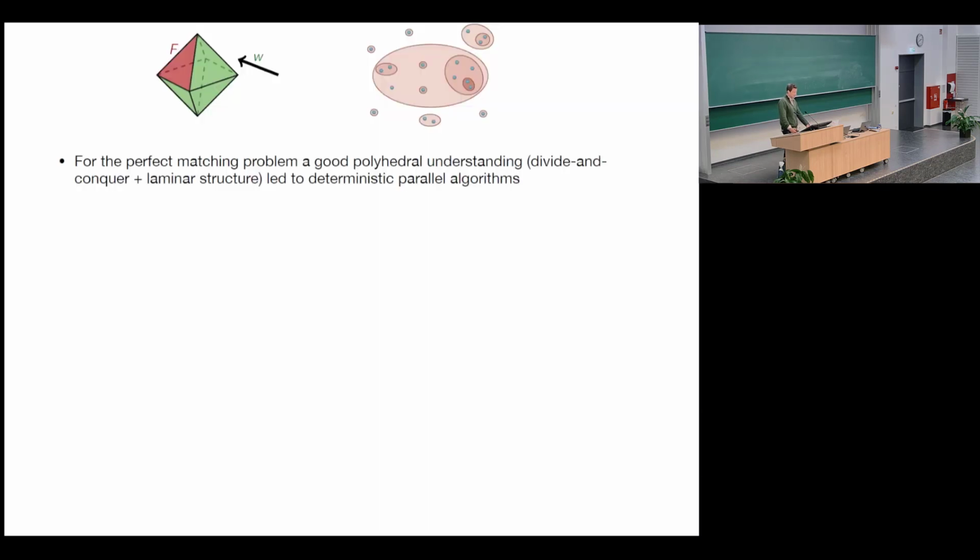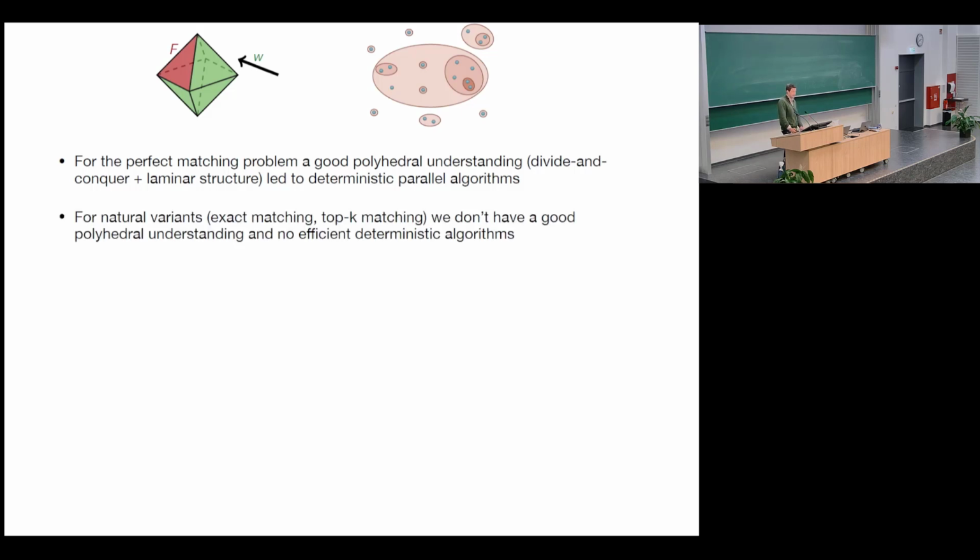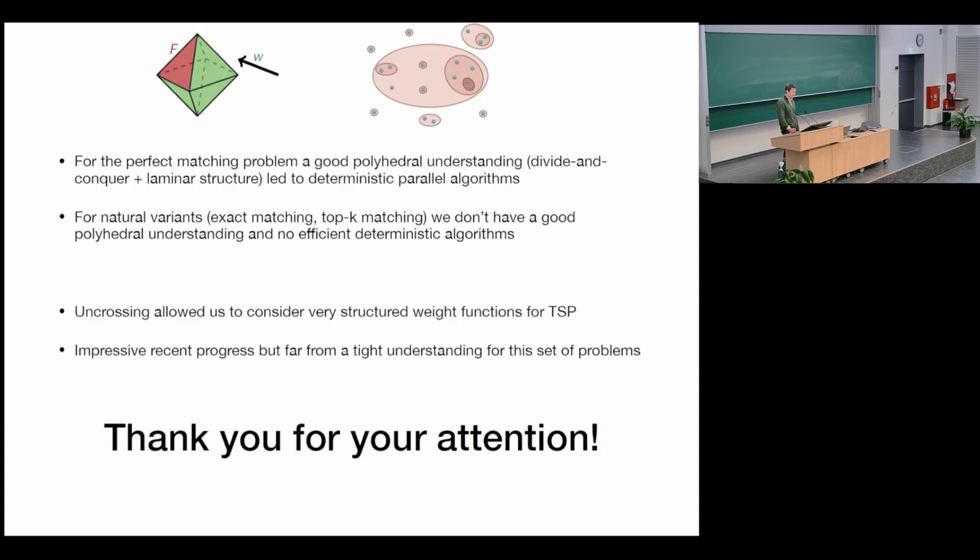I think, in summary, we use this polyhedral understanding to make progress on some matching and de-randomization for deterministic parallel algorithms. And kind of cool was that it also led to progress on TSP, a seemingly unrelated question. There are a lot of problems that remain to be solved. I guess that's another conclusion.